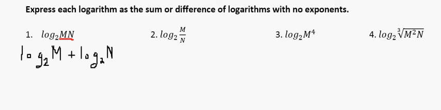And that's actually all they're asking us for in this problem, is to go ahead and write this as the sum or difference of logarithms with no exponents. So what we have here is two logarithms that are added together, and notice neither of our two arguments has an exponent. So we've actually done what the directions have asked of us.